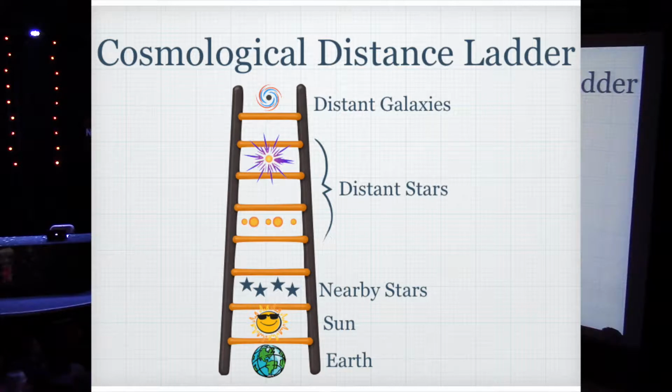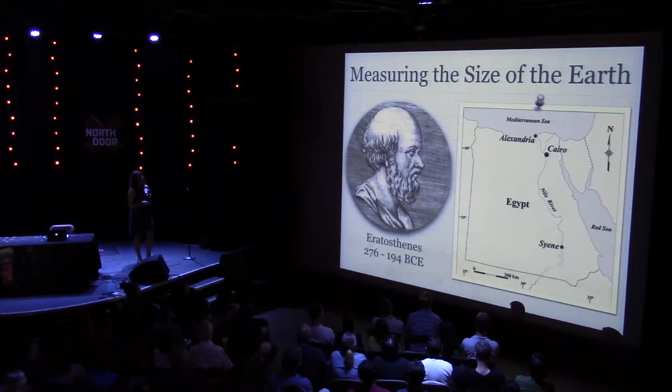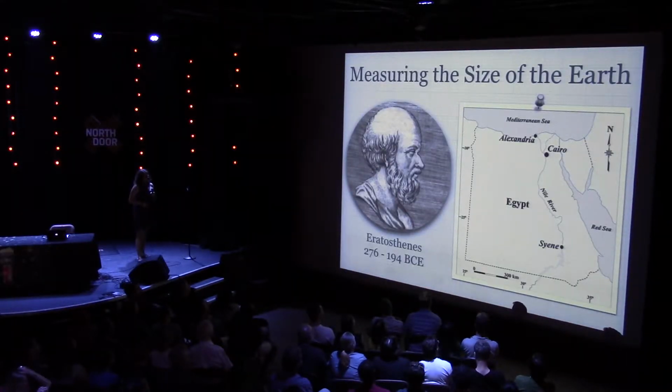And the way that we build this up over time is really complicated. It took a lot of work over thousands and thousands of years. And our story really begins down here with measuring the size of the Earth, which is a lot more challenging than you might imagine. So it really begins with this guy named Eratosthenes.